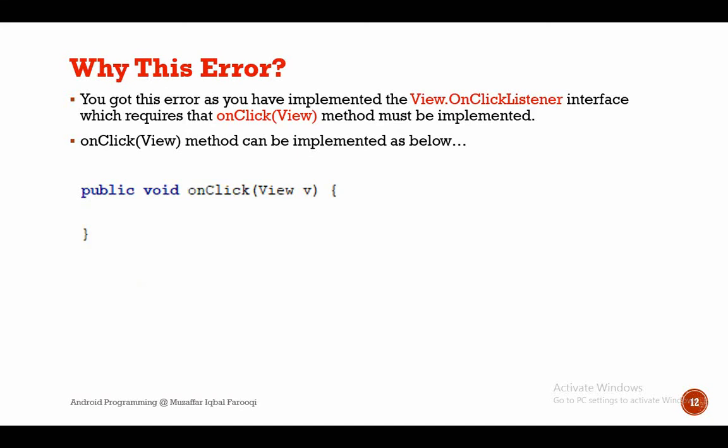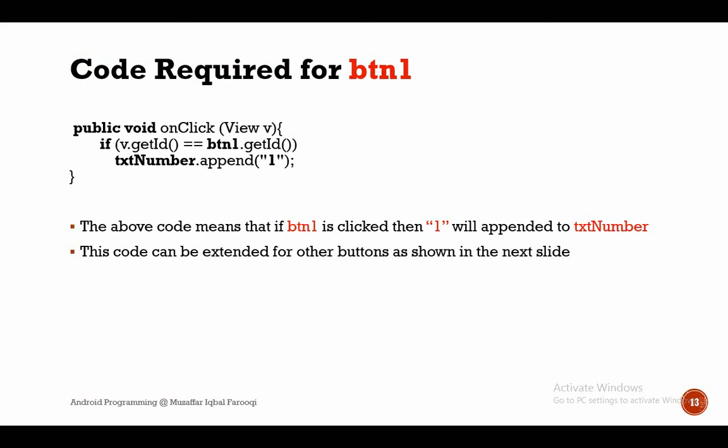You got this error as you have implemented the View.OnClickListener interface, which requires that onClick method must be implemented. OnClick method can be implemented as shown in the screenshot. Now you can see what is the use of onClick method. This code means that, if button 1 is clicked, then 1 will be appended to the text box. This code can be extended for other buttons as well as shown in the next slide.